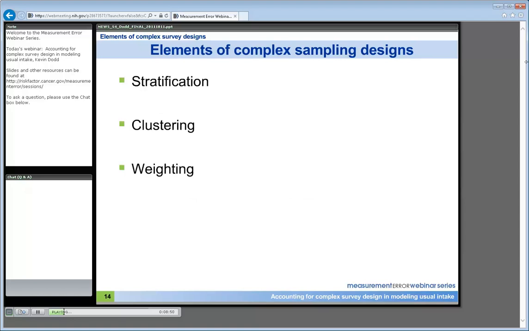So a minute ago I said there are these three elements that can make a sampling plan complex: stratification, clustering, and weighting. I'm going to talk about each one in turn in the following slides, but often you'll see more than one or even all three elements used in the development of a complex sampling plan. When I talk about the general case of the general complex survey design, I mean one that has all three of these elements involved. So first, stratification.